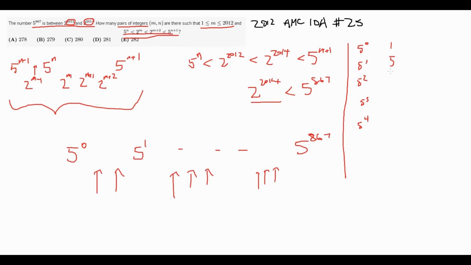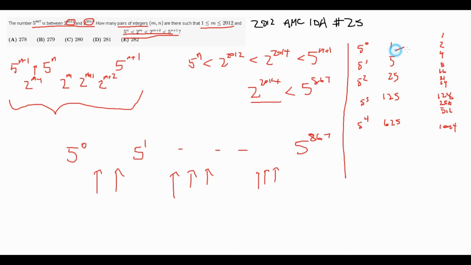Let's see, 1, 5, 25, 125, and 625. Now let's list some powers of 2. 1, 2, 4, 8, 16, 32, 64, 128, 256, 512, 1024, and so on like that. So let's consider how many powers of 2 we have between each consecutive power of 5.